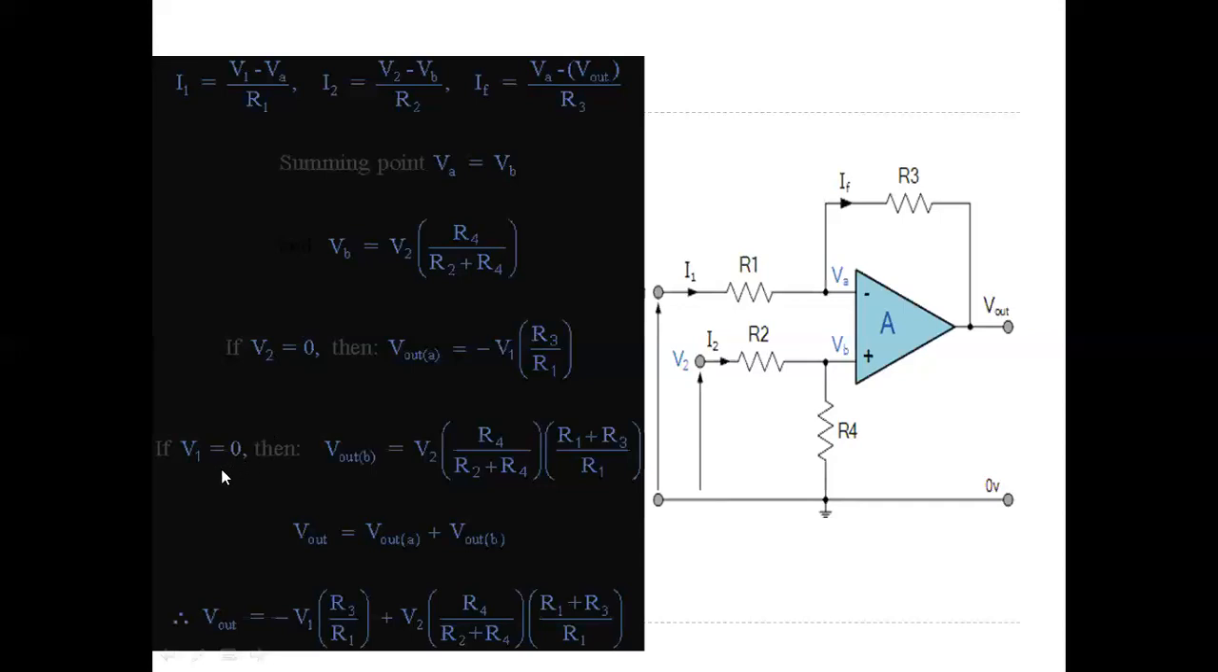Similarly, if V1 is 0, that means we are maintaining this source as 0, then we are applying voltage to the non-inverting terminal only. This type of amplifier is known as the non-inverting amplifier. And what is the output? Here the output by the effect of V2 is Vout equal to V2 into R4 by R2 plus R4 into R1 plus R3 by R1.